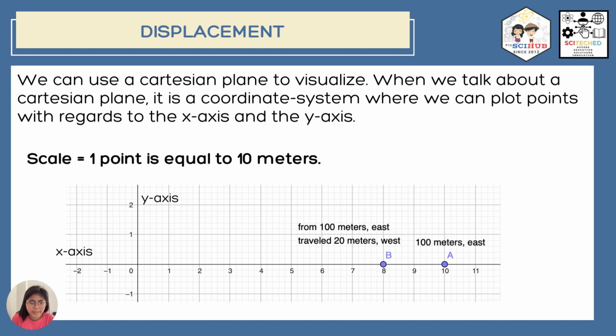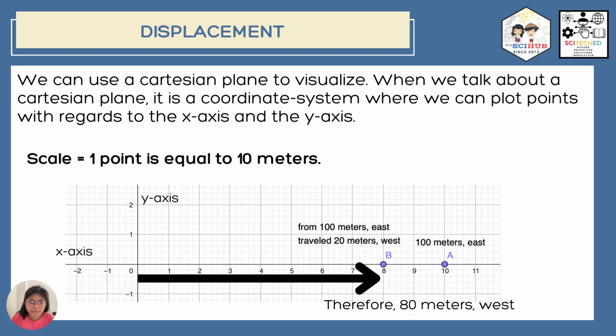Then 20 meters west, which means that from point A, it traveled back. Alright? 2 steps back, or 2 points back. That is point B. So this means that since this is in point 8, therefore this is 80 meters east, because it is pointing at the east direction of the starting point. So the starting point is at point 0.